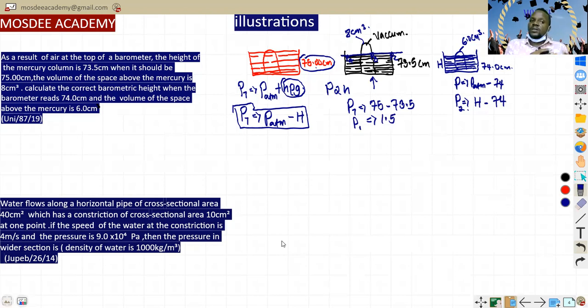What I've done is just to understand: because of air on top of the first one, the tube is inverted, there is air on top of it. Because of that, the pressure acting at that point will be atmospheric pressure minus what is reading, 73.5, which gives 1.5. Then the correct barometric height of the container, when the volume is 6 and reads 74, means the height of the container at that point, which I don't know, minus the 74, which is the height at which it is reading. So I am saying pressure is dependent on height. I'm using my formula to relate. That is why you need to understand how to solve questions. That is why we have illustrations.